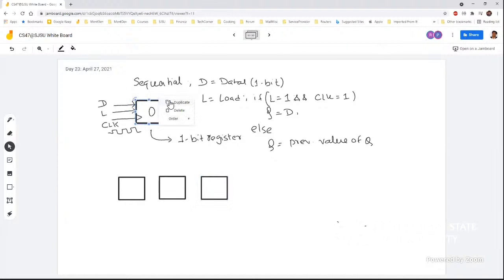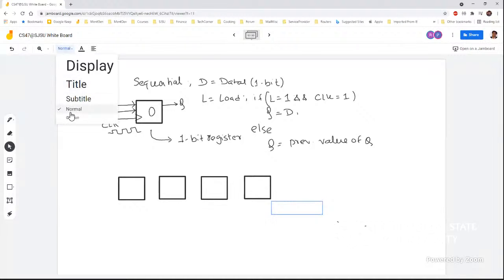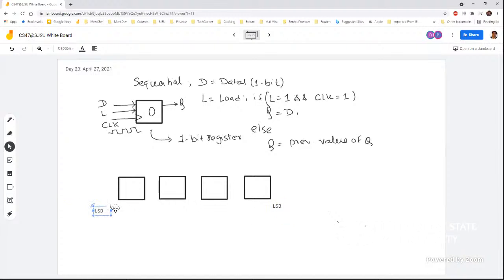So you are arranging this lowest component in a series, and you are declaring that this is your LSB side bit. Each of them is 1 bit. This is your LSB side bit, and the other part is the MSB side. I will say this register stores my most significant bit, and this register stores my least significant bit.